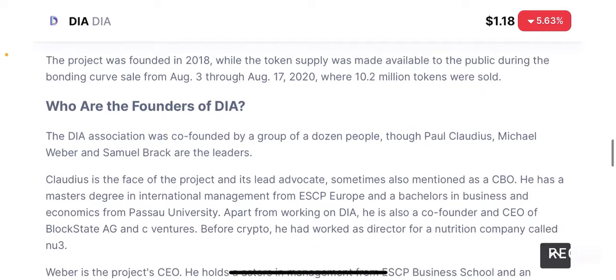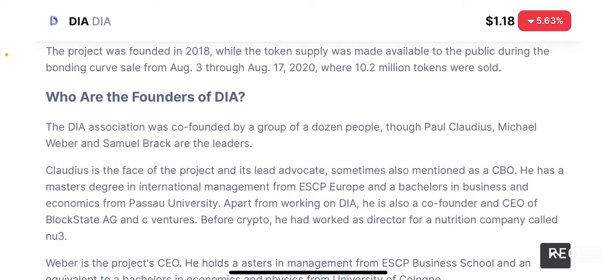The project was founded in 2018, while the token supply was made available to the public during the bonding curve sale from August 3rd through August 17th, 2020, where 10.2 million tokens were sold. So this provides information on the history of the project itself: it was founded in 2018, and they made the token available through the bonding curve sale, which ran from August 3rd to August 17th, 2020, where about 10.2 million tokens were sold, right?